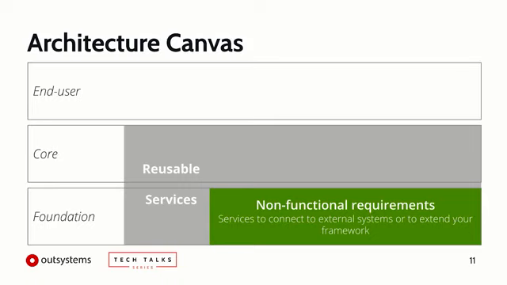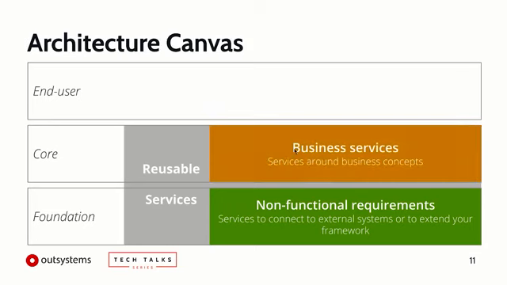And on top of that, you will implement your core business services, that is, services around your business concepts, with all its business entities, business rules, business transactions, and business widgets. These services should be system agnostic and they should be based on foundation services to abstract any integration detail that you might need.